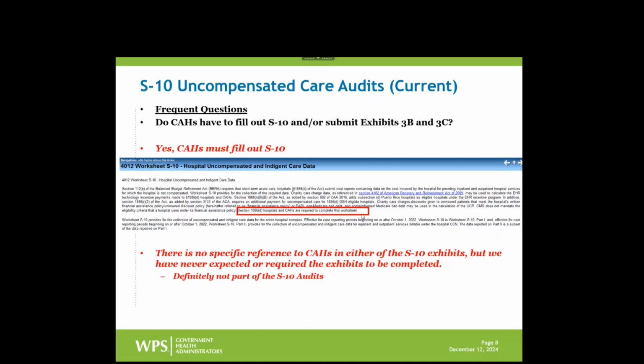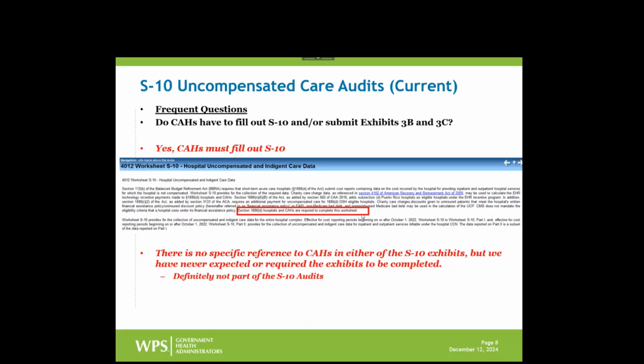Now, S10, so it was needed back then, even though the worksheet looked a little bit different and it was not audited like it is now.